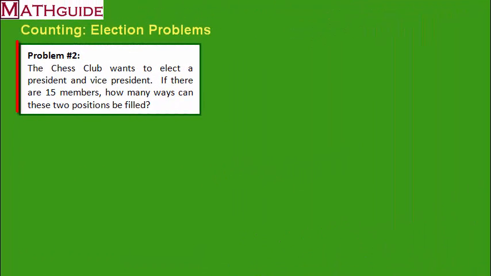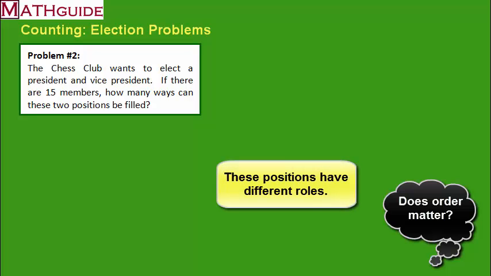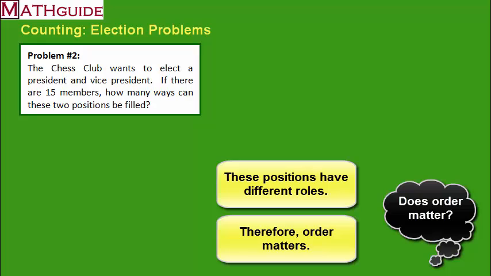Here's our second problem. The chess club wants to elect a president and vice president. If there are 15 members of the club, how many ways can these 2 positions be filled? Now, unlike our last problem where we're picking assistants and they all have the same role, here, these people who are choosing have special roles. Clearly, the role of president is different than the role of vice president, and that's true in every situation. So, if they had the same role, we wouldn't use special titles to declare their roles.